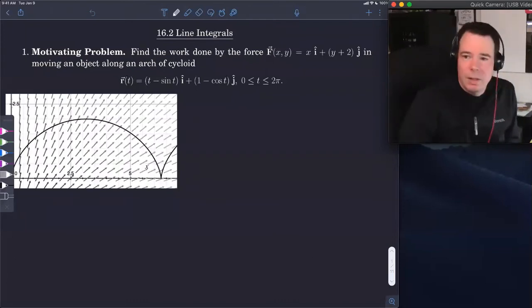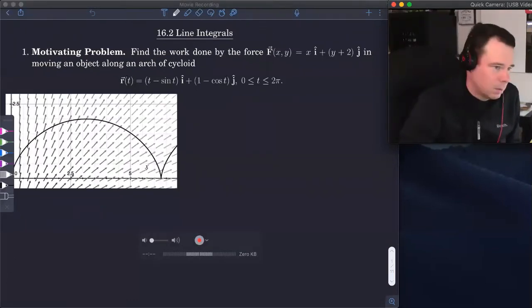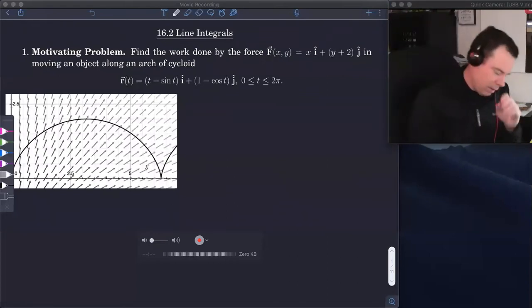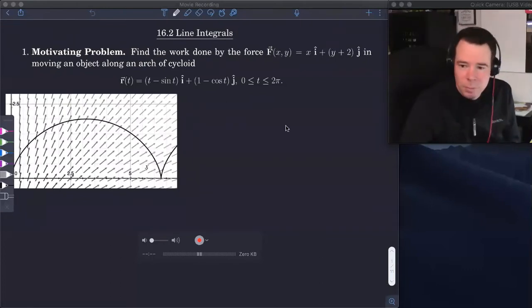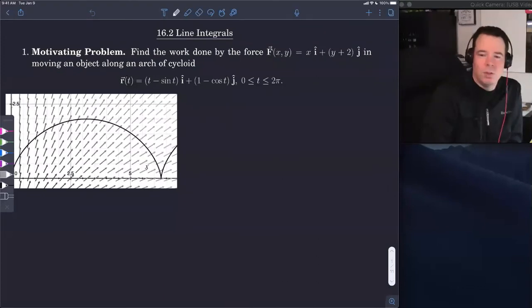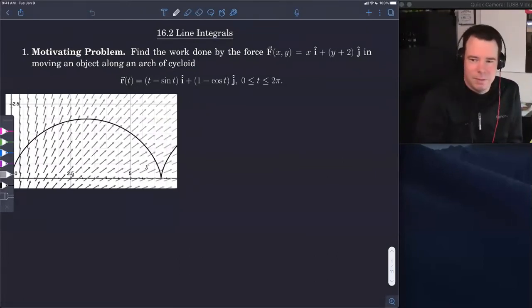So here's our motivating problem. We've got a force field shown there with all the arrows. And then we've got a path, and we imagine a particle moving along a path. In this case, this is an arch of a cycloid. So we're imagining a particle moving along the arch of the cycloid, and we've got this force field that the particle is moving through. And we'd like to know what is the work done by this force field on this particle that moves along this path.